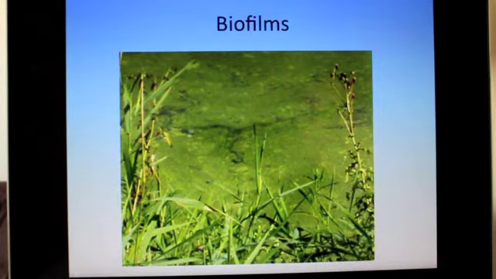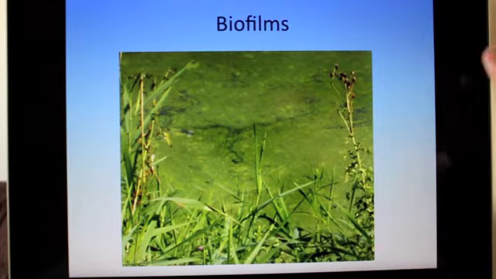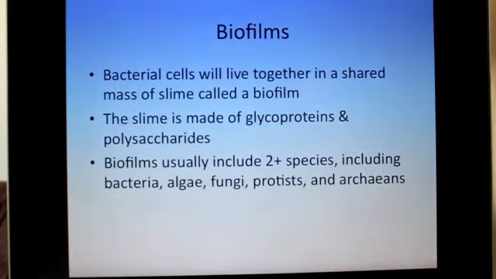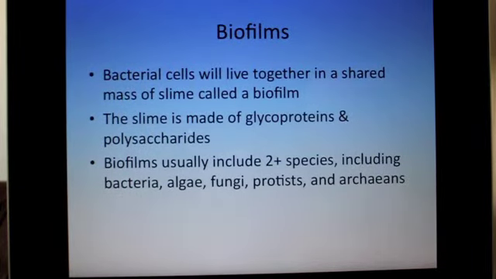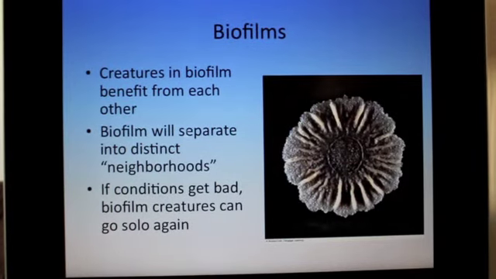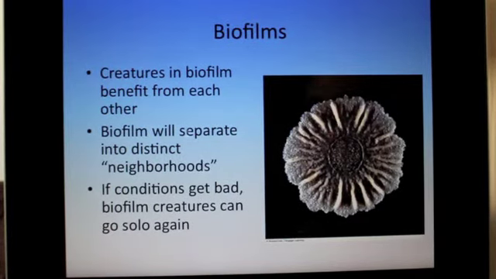And now a little aside about biofilms, because biofilms are neat. And this is one place, if you see this on the surface of a lake, this is mainly going to be your prokaryotes. These are bacterial cells that live together in a shared mass of slime called a biofilm. The slime is made of glycoproteins, so that's a mixture of sugar and proteins, and polysaccharides are sugars. The biofilms usually include 2 or more species, including bacteria, algae, fungi, protists, and archaeans. So they're these fascinating little microsystems on the top of the pond.